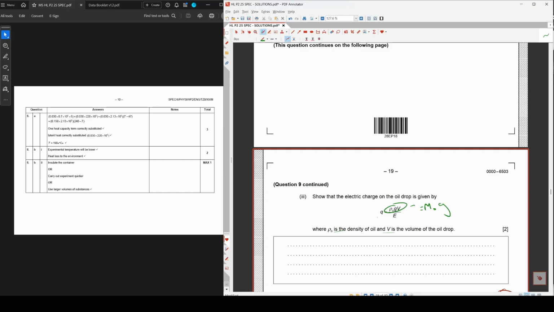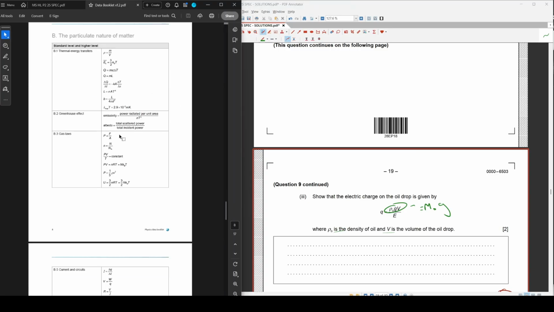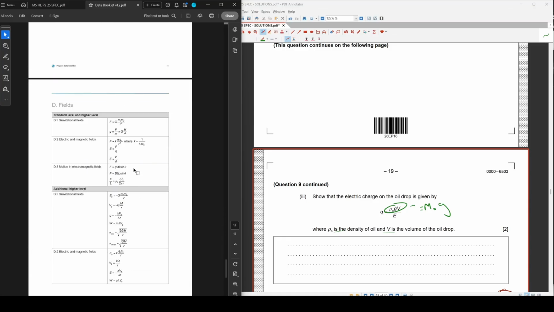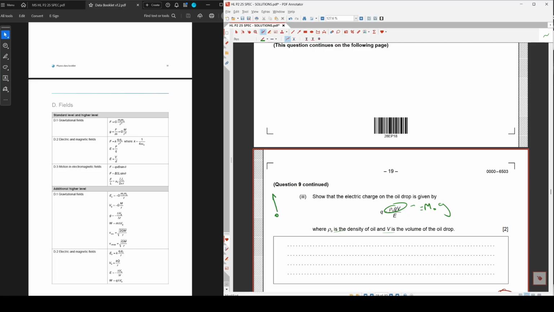Well, I noticed the E and the Q, and I'm thinking about my data booklet, and that brings an equation to mind right away. That's kind of the definition of E, electric field strength. It's force per unit charge. That electric force I just drew, the up force, is Q times E. I got another force this way, Fg, which is M times G. Those two are going to be the same. I think that's what they're doing here.